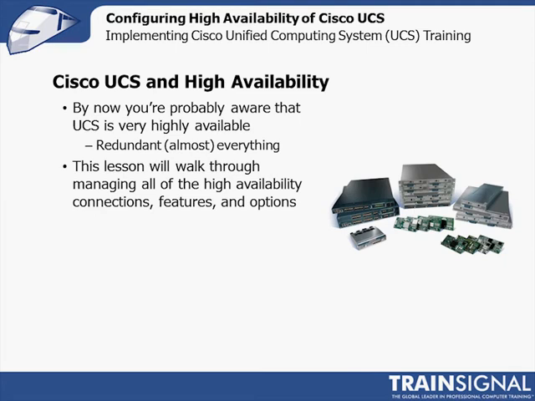So, Cisco UCS and high availability. By now you're probably aware that UCS is very highly available. There's pretty much redundant everything. Outside of a chassis or specific things on a blade, even though we can have backup blades with service profiles, everything that's really important is redundant so that a failure doesn't take anything offline. This lesson is going to walk you through managing all those high availability connections, features, and options.